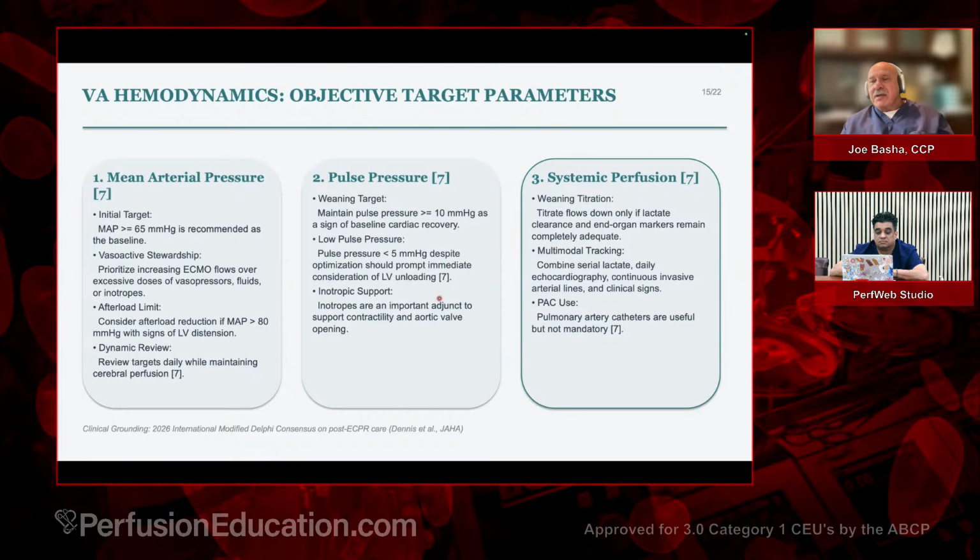Weaning titration: titrate flows down only if lactate clearance and end-organ markers remain completely adequate. We need to measure lactates more frequently. We don't do it as much as I would like, but I think they should be run at least once a day. You want combined serial lactates, daily echocardiography, continuous invasive arterial lines, and other clinical signs. And then use pulmonary artery catheters. They're very useful. So I am an advocate of using Swans because you can measure PAPI and a variety of other things, though they're not mandatory.